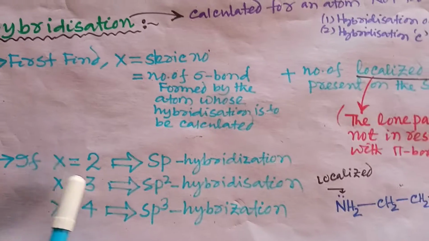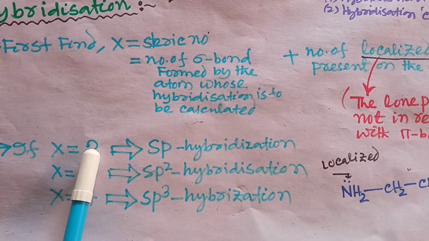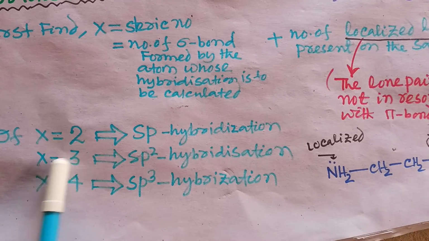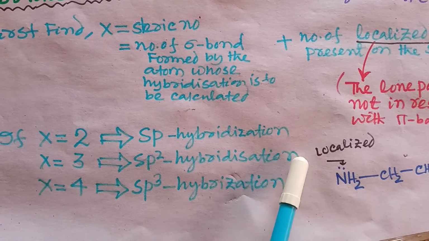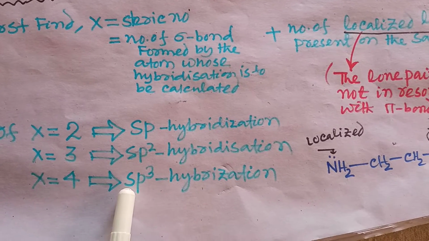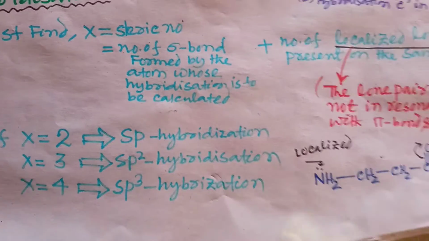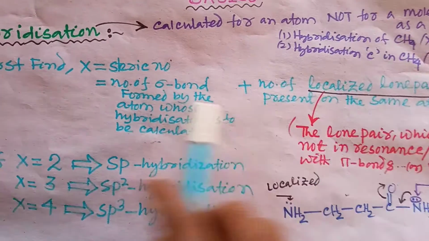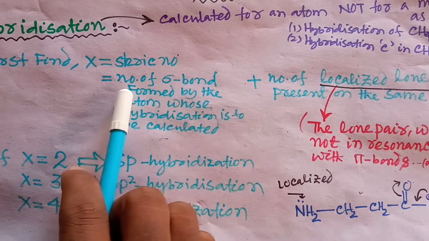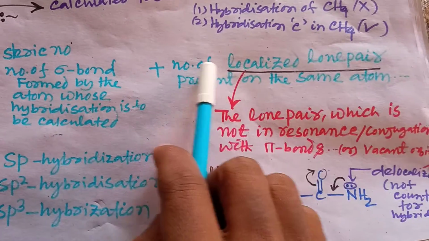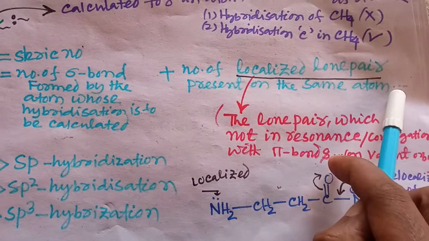So if the sum comes out to be equal to 2, then it will be sp hybridization. If the sum is 3, then it will be sp2 hybridization. If the sum is equal to 4, that means hybridization will be sp3. So you just have to find this sum: the number of sigma bonds formed by the atom whose hybridization is to be calculated, plus the number of localized lone pairs present on the same atom.